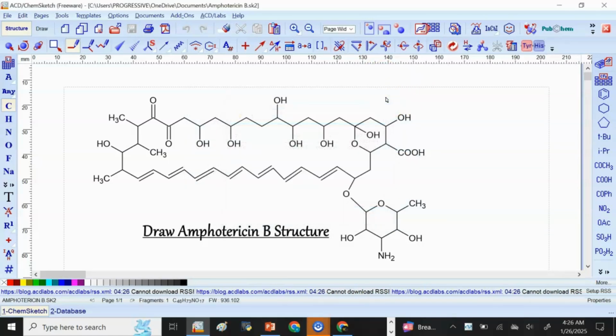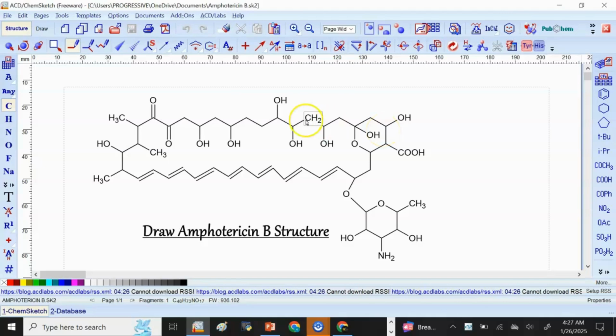However, we're using a software named ChemSketch. It is absolutely free. You don't need to pay anything for it. So I'm going to add the link of ChemSketch in the description below for you guys to download it without paying anything, for free, absolutely free. So this is the compound we're going to be drawing the structure of today, which is amphotericin B.